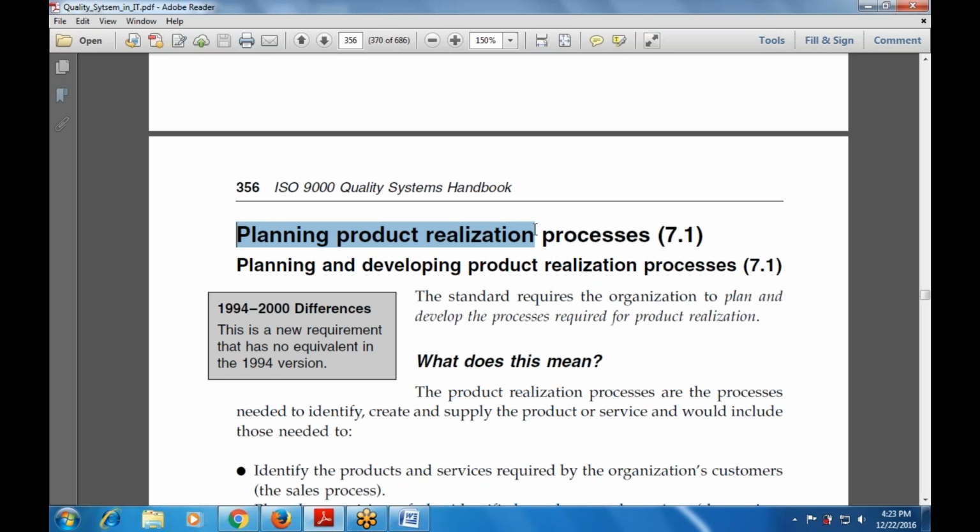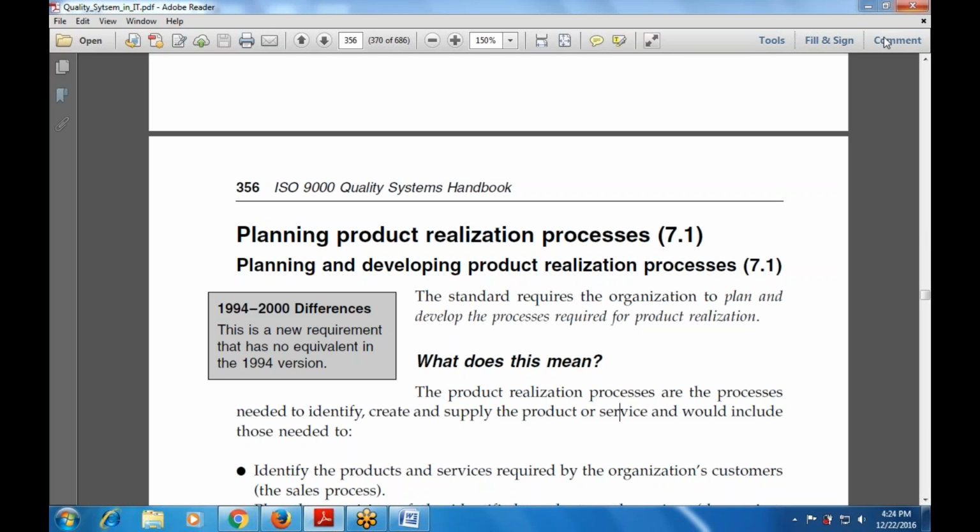The next is planning the product realization processes. What are the various product realization processes that are used? This standard requires the organization to plan and develop the processes required for the product realization. That is, what is the product realization, how it is used, and how it is gathered with the product realization.